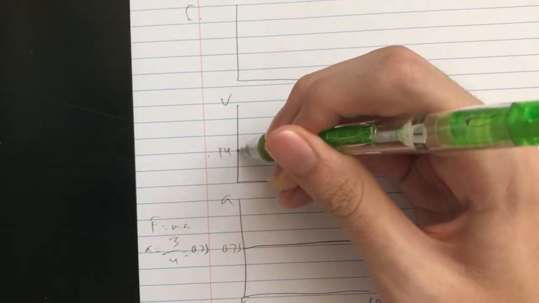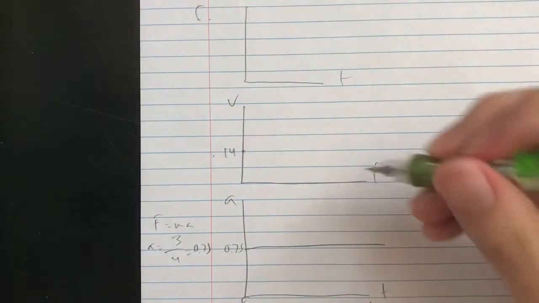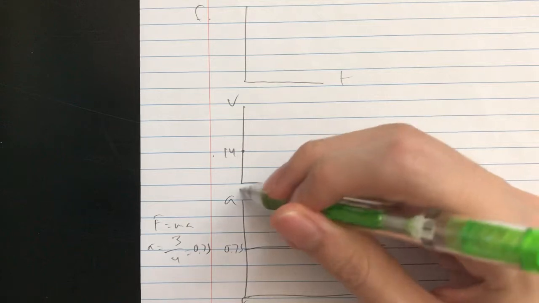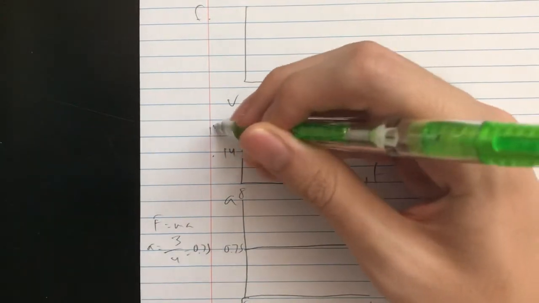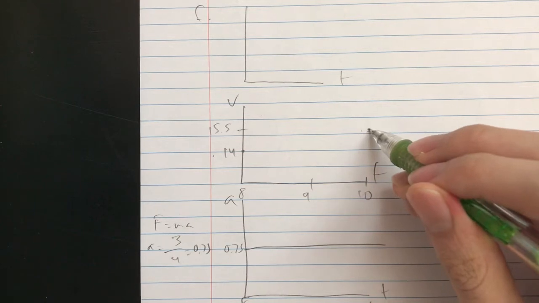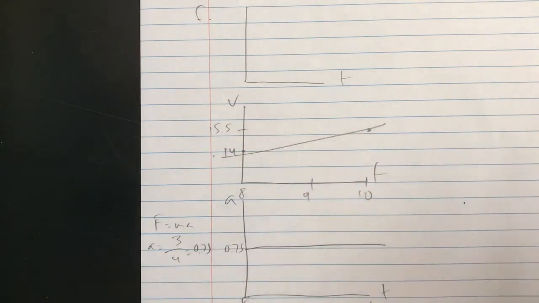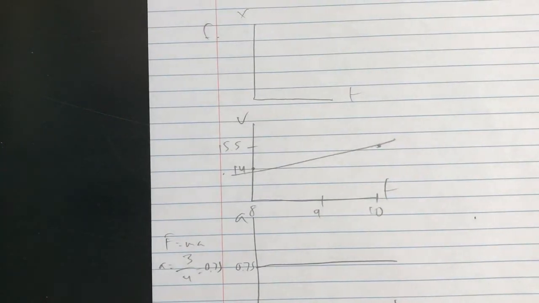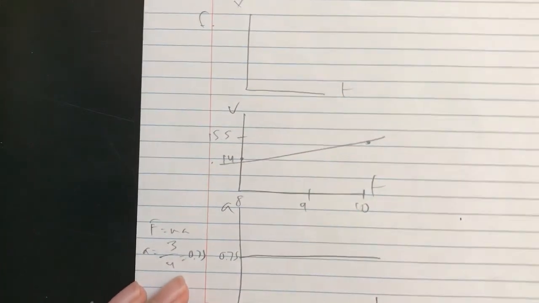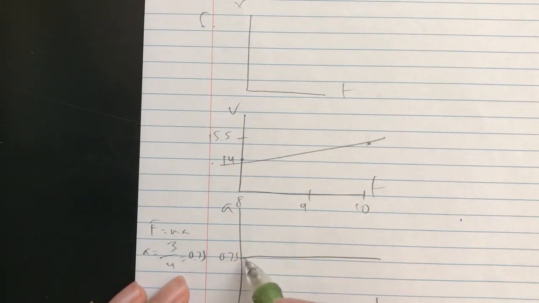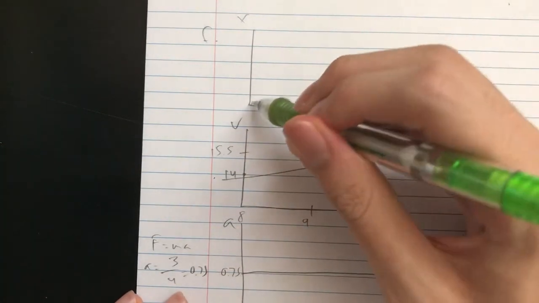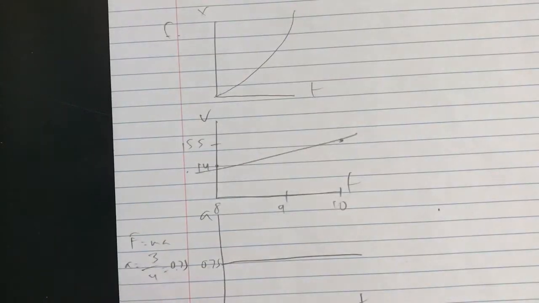For velocity, it starts at a velocity of 14, and since there's a constant acceleration, over 2 seconds, each second it will gain 0.75 meters per second. So 8, 9, 10, 15. It will stop at 15.5 at 10 seconds, and is a straight constant increase. Now for x, the position, it will increase quadratically because there's velocity and acceleration, so it'll start out moving up at a slope of 14 and it'll increase over time, something like that.